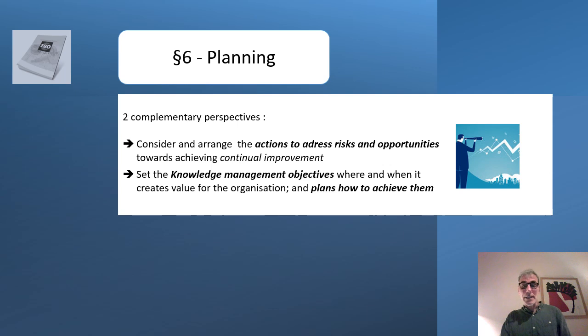Chapter 6 deals with planning. It looks in two directions. First, the action to address risks and opportunities and give assurance that the knowledge management system can meet expectations, but also achieve continual improvement. We shall come back to this point later. The second point is that it sets KM objectives, qualitative and quantitative, and plans how to achieve them.